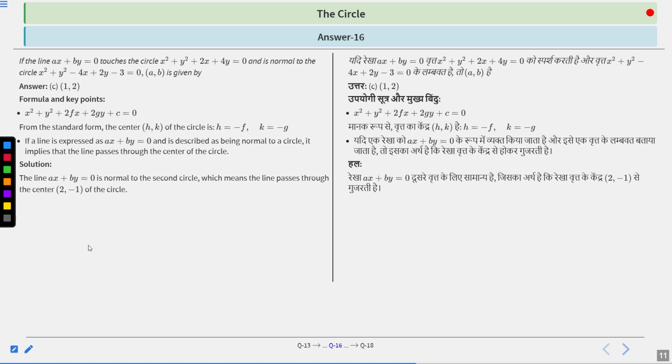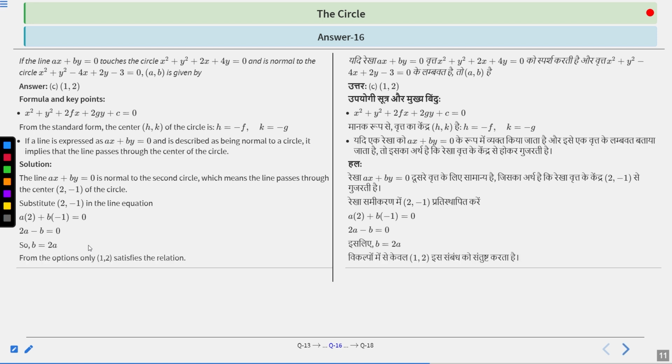The line ax plus by is equal to 0 is normal to the circle, which means the line passes through the center (2, minus 1) of the circle. Now let's substitute 2 and minus 1 in the line equation. You will get a into 2 plus b into minus 1 equal to 0. After solving this, you will get 2a minus b equal to 0. So b is equal to 2a. Now from the given options, only 1 and 2 is satisfying the given relation b is equal to 2a. Therefore, option C should be the right choice. The ordered pair a and b will be 1 and 2.